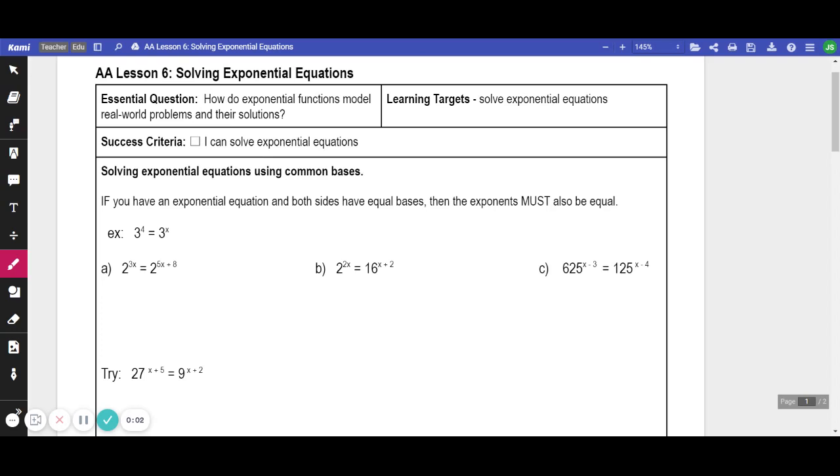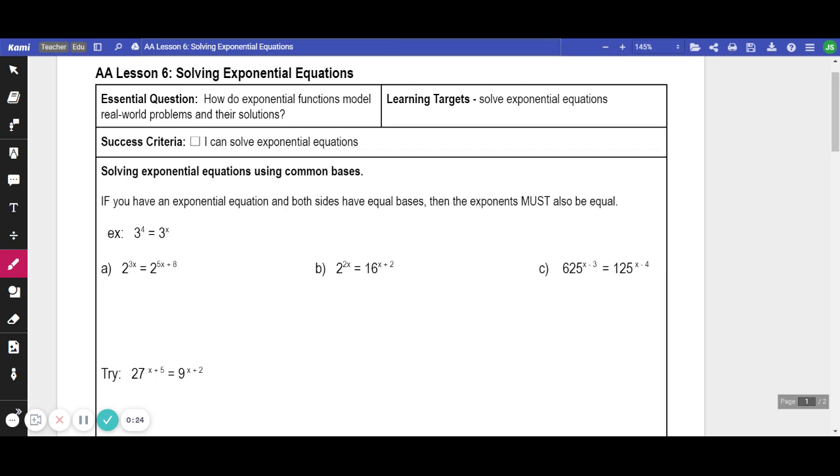Hey, so for lesson 6, we're going to be solving exponential equations. That means it's an equation and it has a variable in an exponent. So it won't be a variable to a power. It won't be like an x squared. We did that back when we did quadratics. These will all have variables in the exponent.